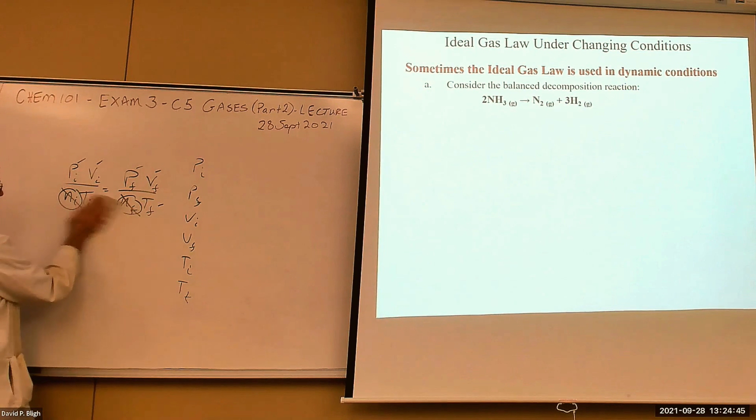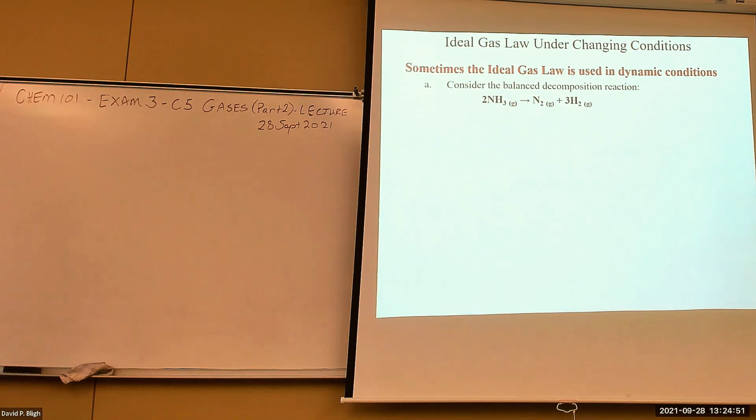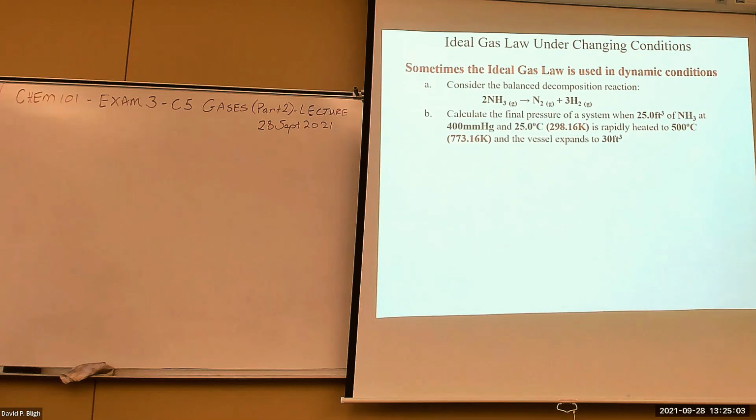How about, let's use what we know in this equation. This looks like the reverse of the Haber-Bosch process. We're going to decompose ammonia to nitrogen and hydrogen gas. What's the final pressure of a system when cubic feet of ammonia at this pressure and this temperature is rapidly heated to 500 degrees and the vessel expands to 30 cubic feet? We can calculate the final pressure. That's a before and after. The only one we have to be converting is temperature.